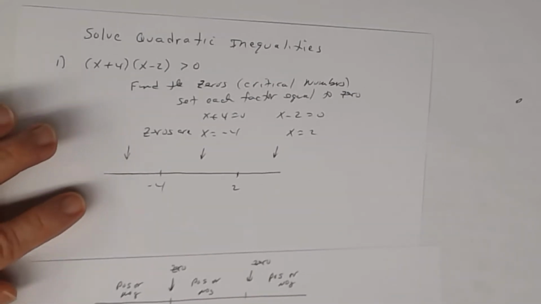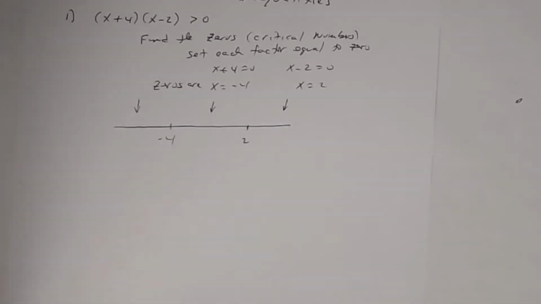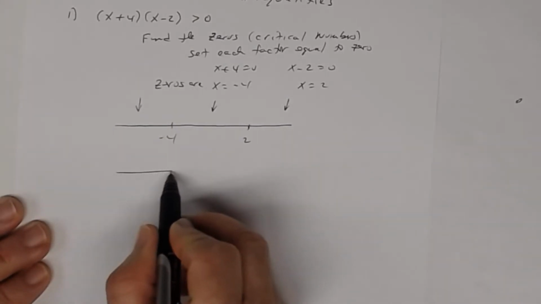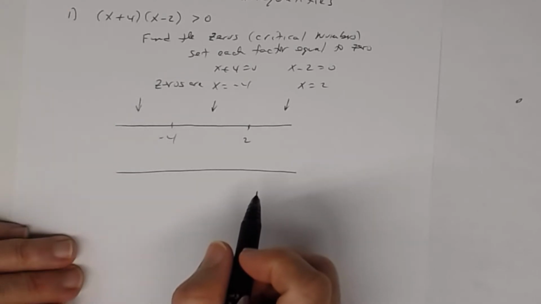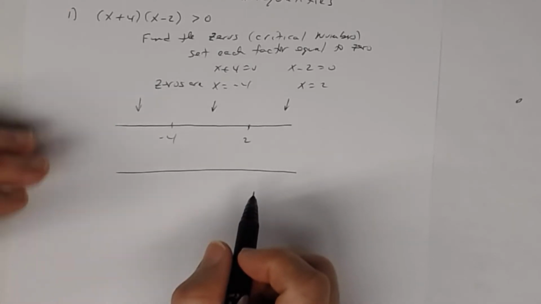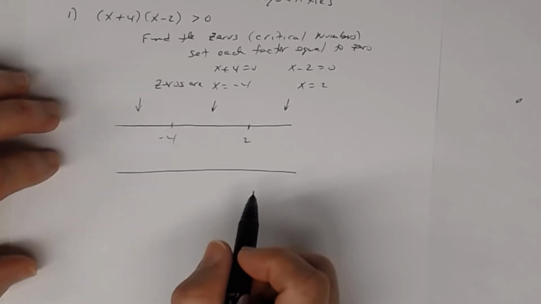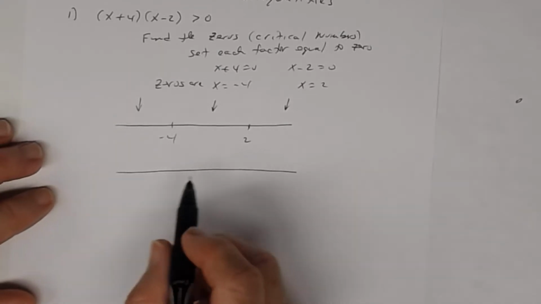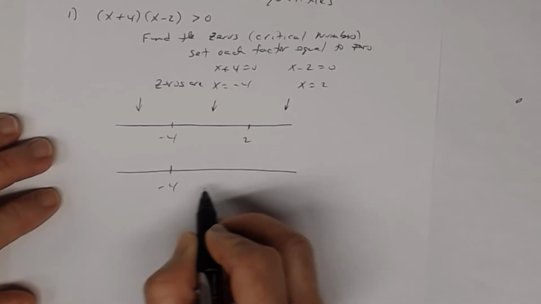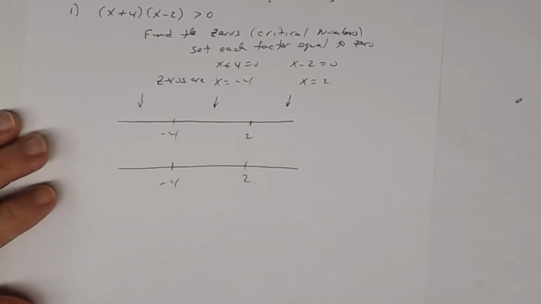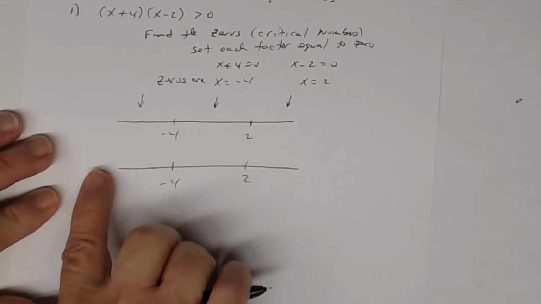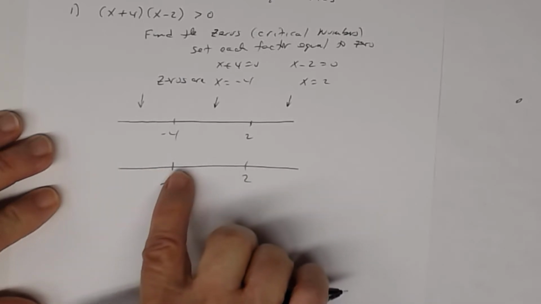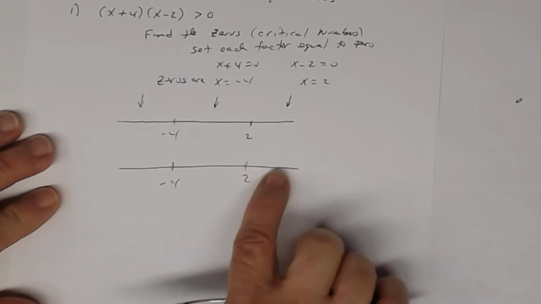Okay, now let's go back and redraw this. Once you understand number 1, the rest is easy. It's quick. So we're spending a lot of time discussing this first one. So I'm going to go back and redraw this. So -4, 2. Okay, so remember, 3 intervals: 1, 2, 3. -infinity to -4, -4 to 2, and then 2 to infinity.